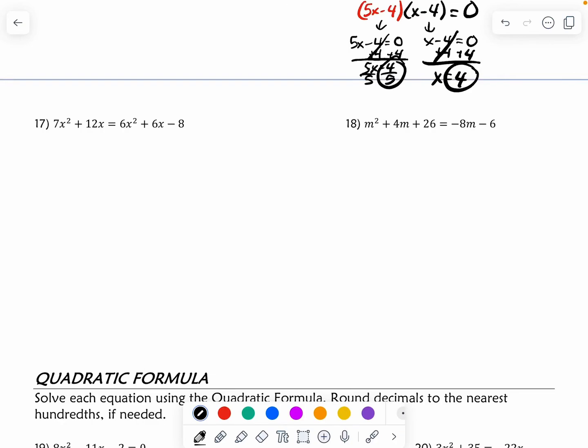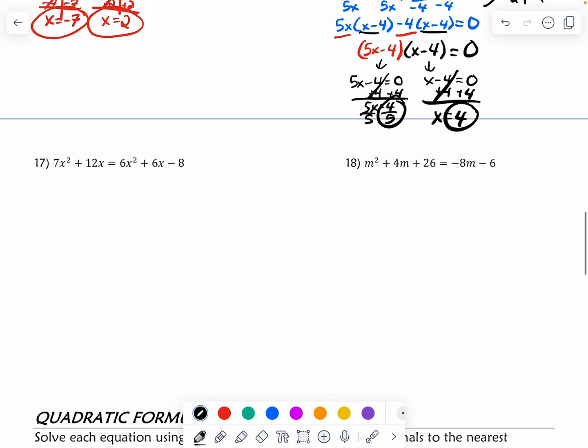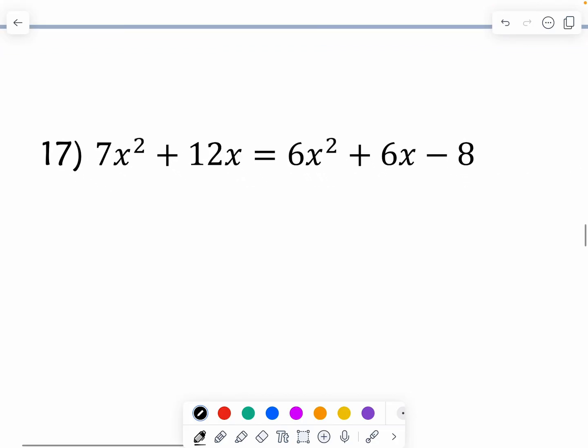Okay, welcome back. So we are on the last page of the closure packet here. We have two more solving quadratics, and then we're going to do some solving with quadratic formula. So for the first one right here, just like the previous page, the issue with these problems is they are not equal to 0. In order to factor or use the quadratic formula, it has to be equal to 0.